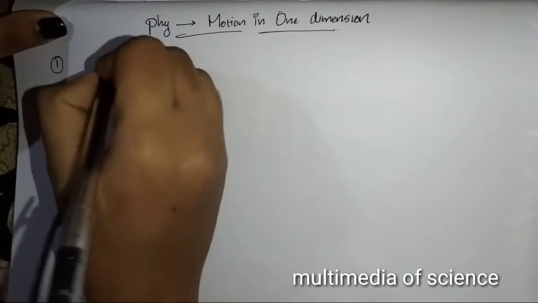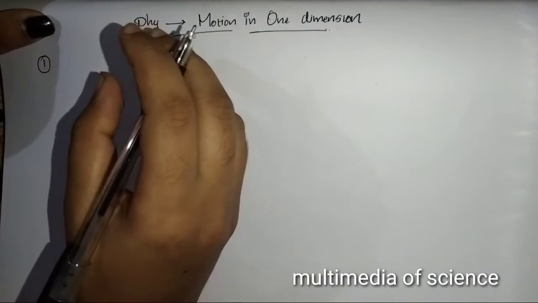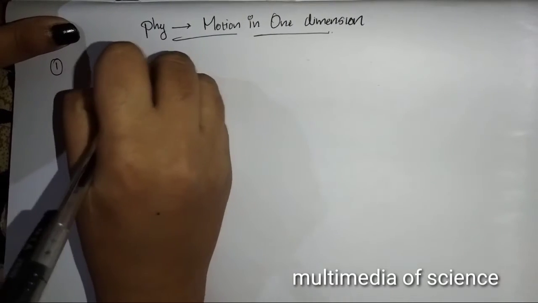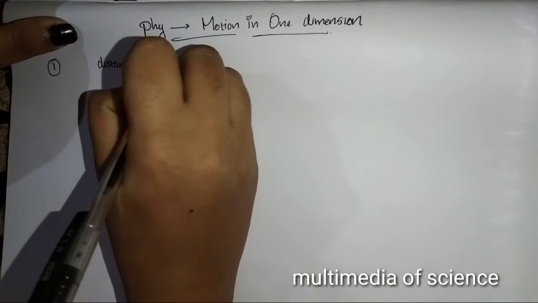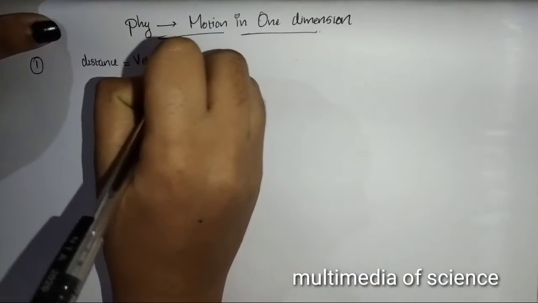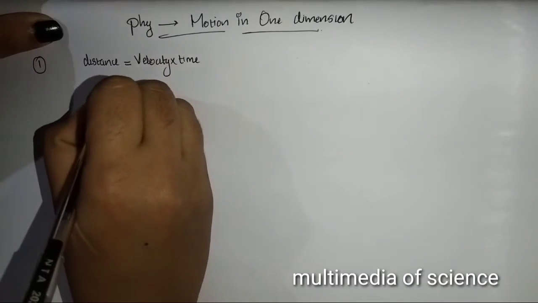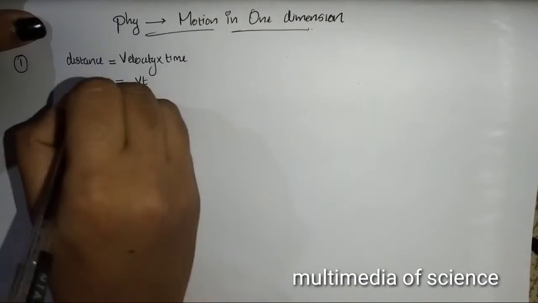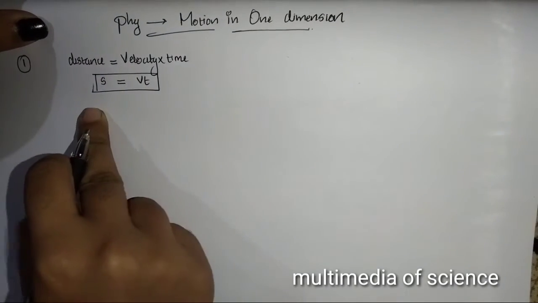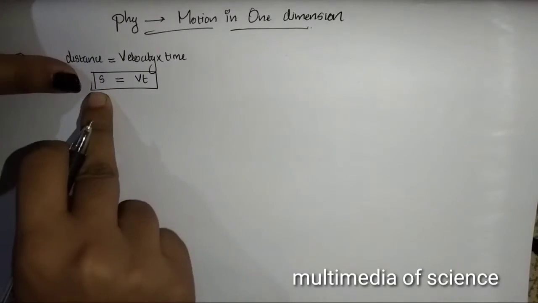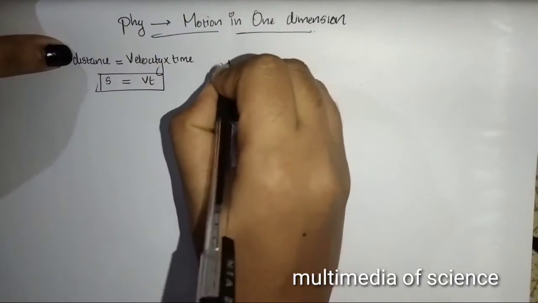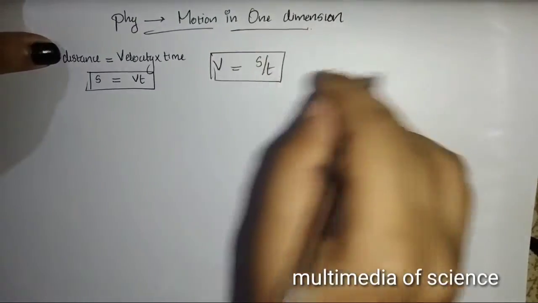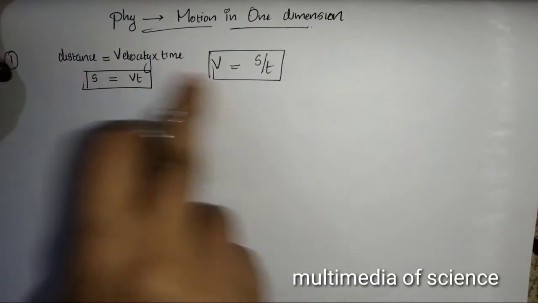And what is that? The distance velocity relation. Distance is equal to velocity into time. If we take the distance as s and the velocity as v, then s is equal to v into t. This is the general equation for finding the distance. So distance is equal to velocity into time, which means velocity is equal to distance by time. Okay, this is the first point.